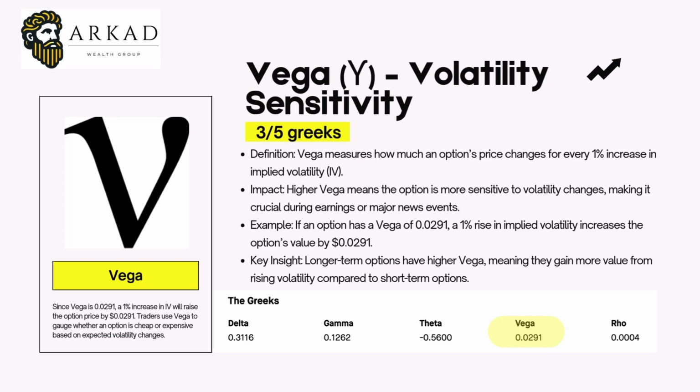Options on volatile stocks or during events like earnings reports tend to have a higher Vega. Traders use Vega to decide whether to buy or sell options based on expected volatility. If volatility is expected to rise, option buyers benefit, but if it's expected to drop, option sellers take advantage.